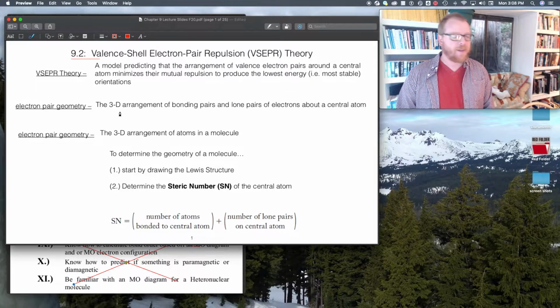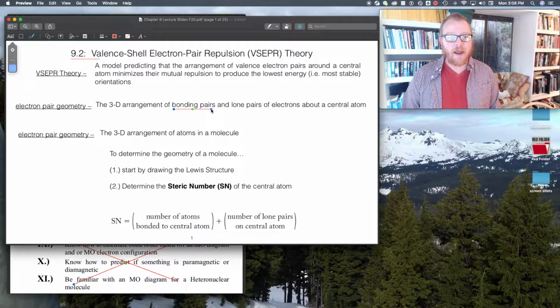So there's a couple things we need to discuss with that. We need to talk about the electron pair geometry. So this is the arrangement of bonding pairs as well as lone pairs about a central atom, all right?